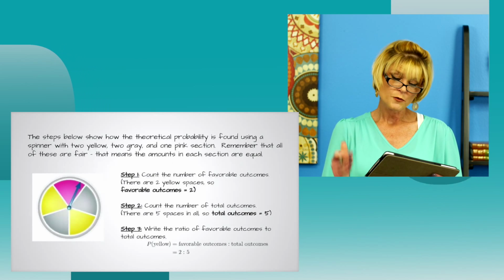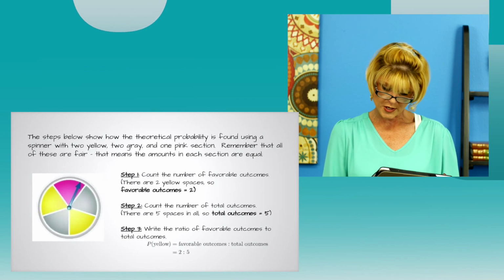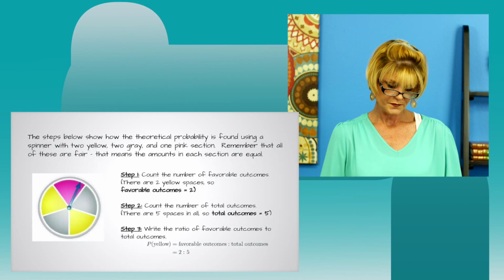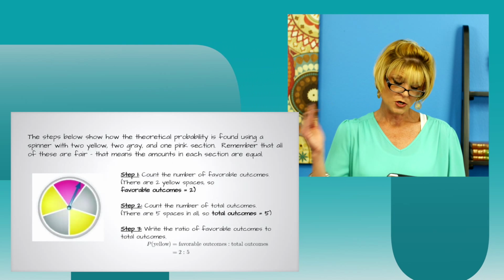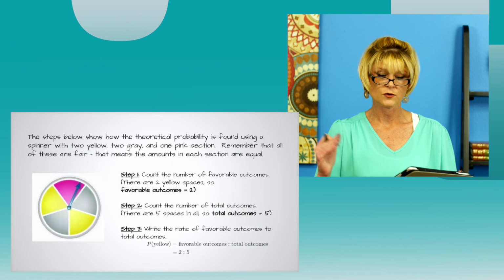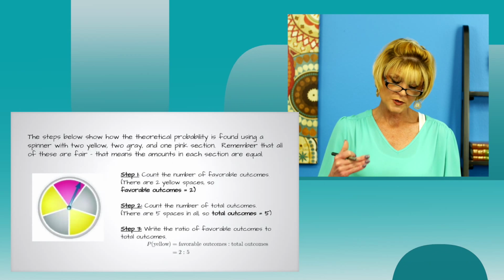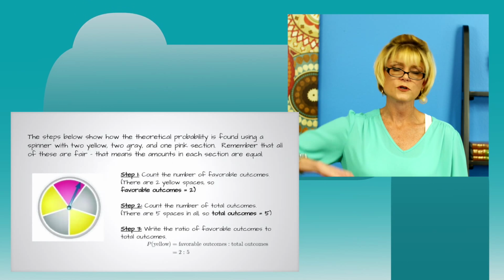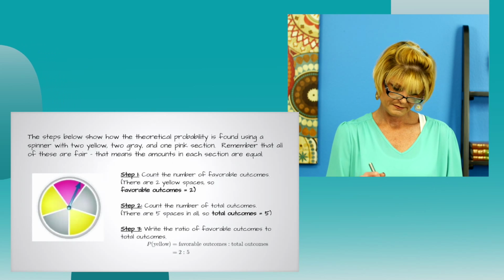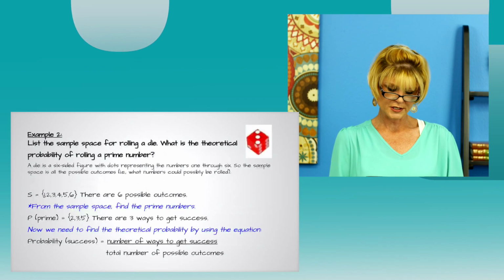Well, step 1 is we would count the number of favorable outcomes. There's 2 yellow spaces, so favorable outcomes would be 2. Step 2, count the number of total outcomes. There are 5 spaces in all, so total outcomes equals 5. And then step 3 is to write the ratio of favorable outcomes to total outcomes, and that would be 2 to 5. Not so hard, right? Let's look at another example.